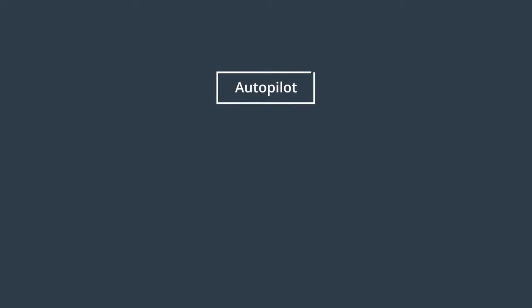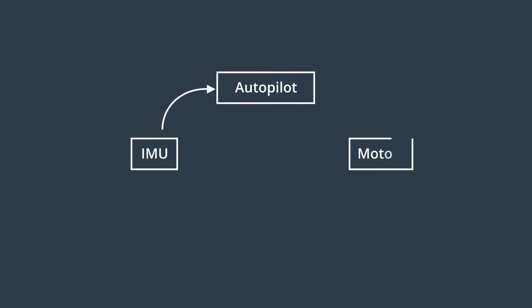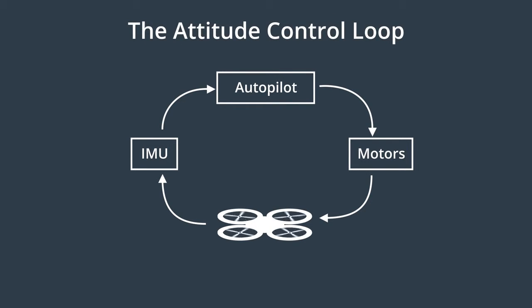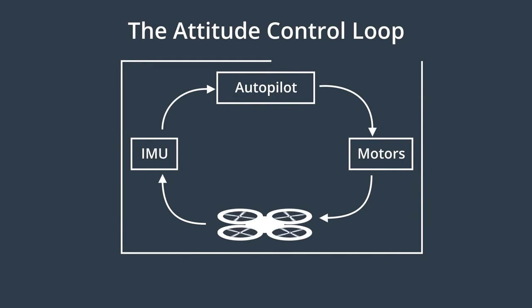First, you have your autopilot, which is getting information about attitude from the IMU. It compares that with the target attitude and sends small adjustments to the motors, which act to change the attitude of the quad, and the cycle continues with the IMU making a new measurement. So, this is the attitude control loop, where the autopilot is constantly updating the motor thrusts based on sensor data from the IMU. This loop is always running in the background, just like your brainstem keeps your vital organs working without you having to pay attention.